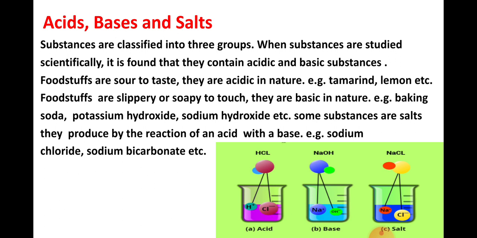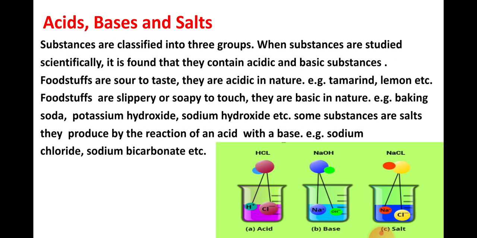Substances are classified into three groups. When substances are studied scientifically, it is found that they contain acidic and basic substances. Foodstuffs that are sour to taste are acidic in nature, for example, tamarind, lemon, etc. Foodstuffs that are slippery or soapy to touch are basic in nature, for example, baking soda, potassium hydroxide, sodium hydroxide, etc.